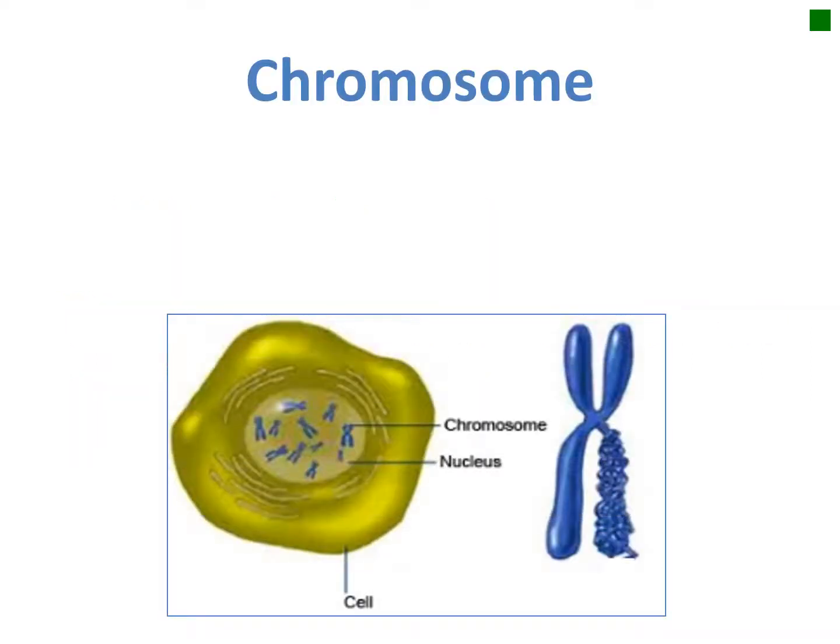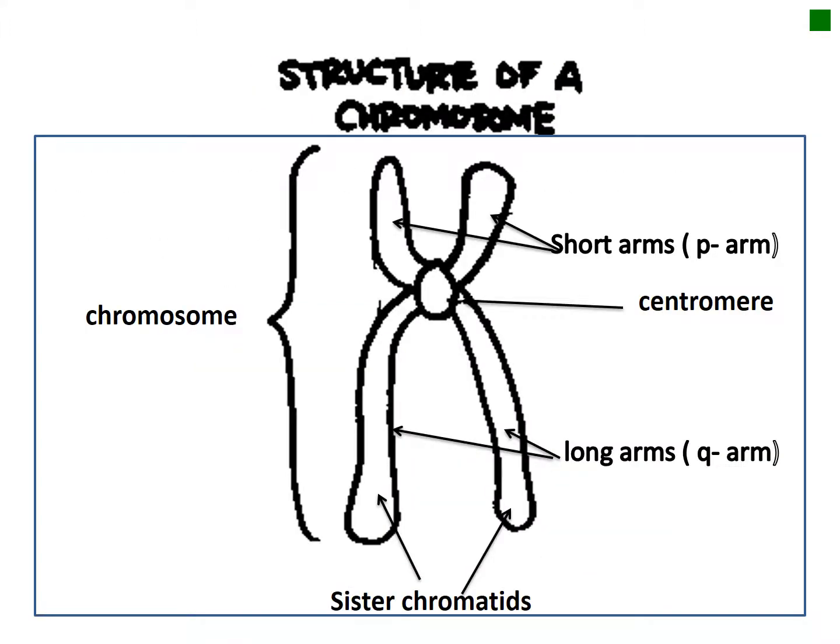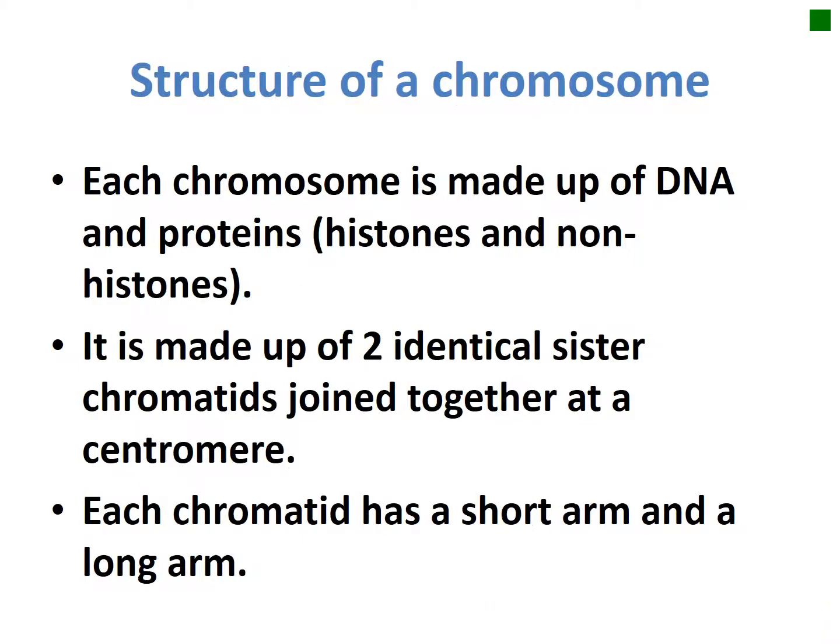Chromosome. Chromosomes are rod-shaped structures found inside the nucleus and they are responsible for carrying the genetic information. Here is the structure of a chromosome. This is the centromere, short arms, long arms, and these two chromatids are called sister chromatids.